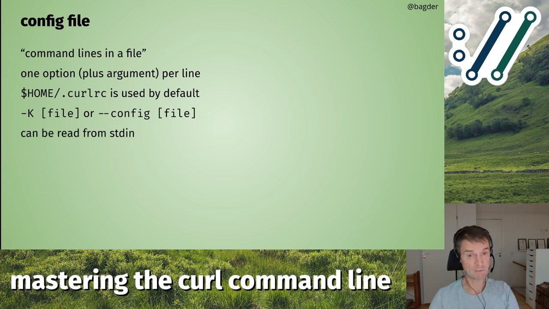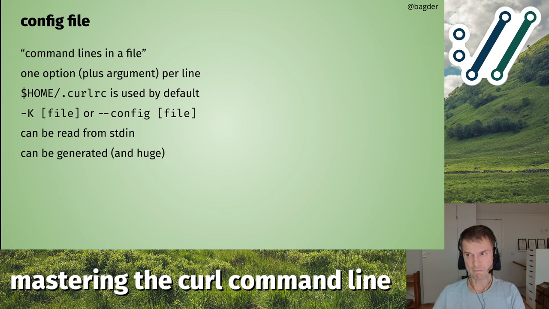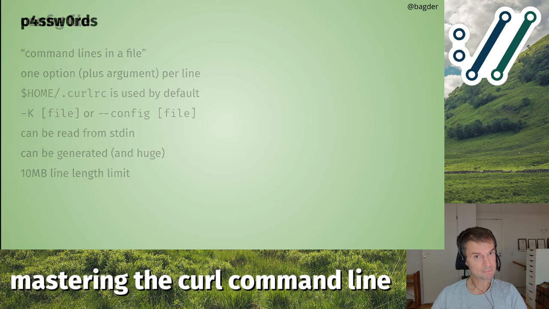And you can of course also read it from standard input if you want to pipe that into curl and have it read from that. I know sometimes people generate those config files, and they can be huge. You can put whatever you want in there, and there's now a 10 megabyte line limit in this config file, and there's no limit to the size of the config file either. Or maybe there is some limit, but you can at least put a lot of stuff in there without running into problems.